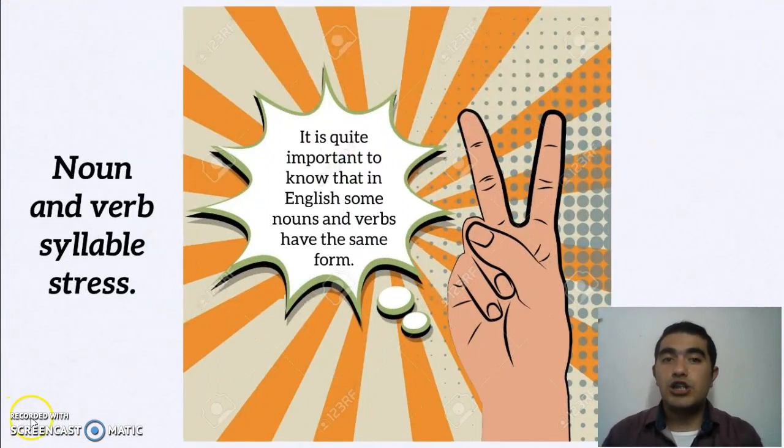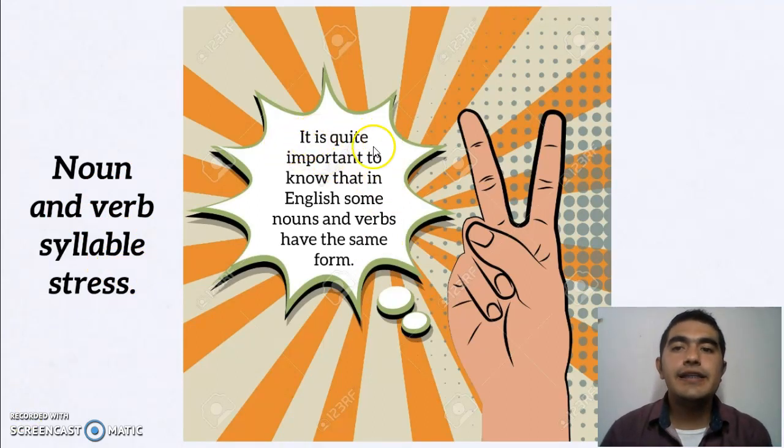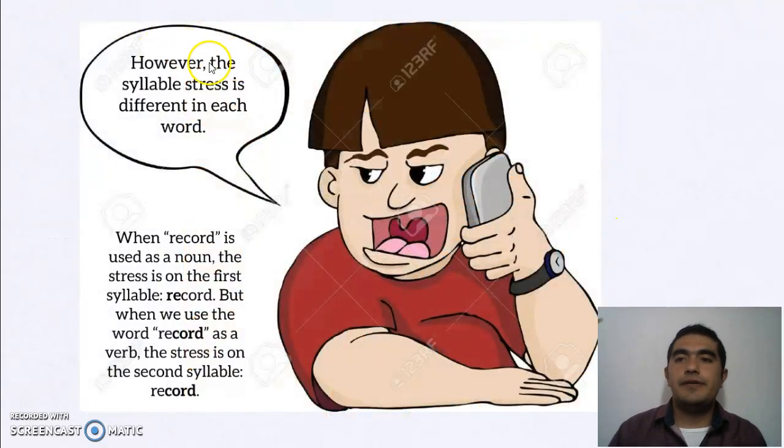The second topic is nouns and verbs syllable stress. Dear students, it is quite important to note that in English, some nouns and verbs have the same form. However, the syllable stress is different in each word. When record is used as a noun, the stress is on the first syllable, record. But when we use the word record as a verb, the stress is on the second syllable, record.